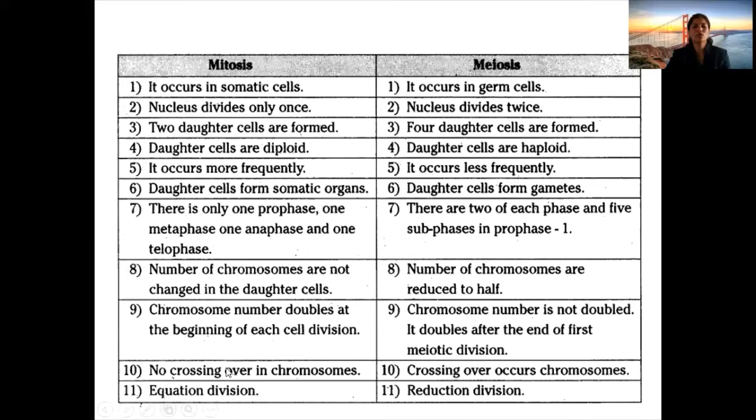10th point is no crossing over in chromosome in mitosis. Crossing over occurs in chromosome in meiosis. And last point is mitosis is also called equational division and meiosis is called reductional division.